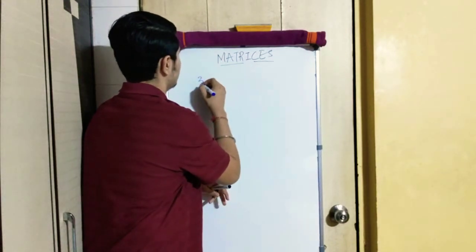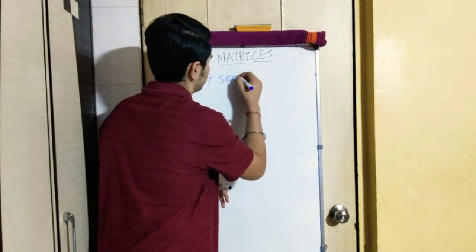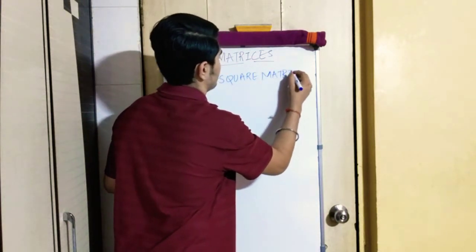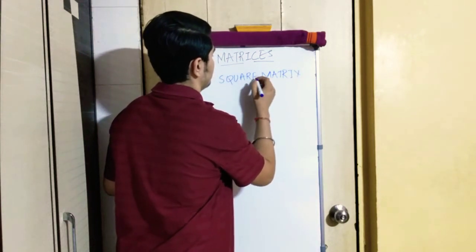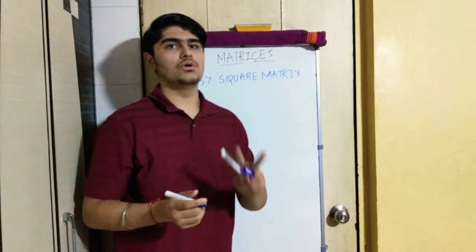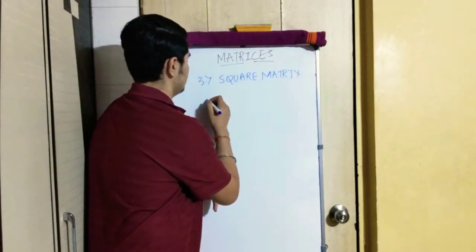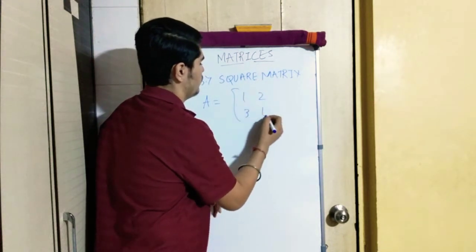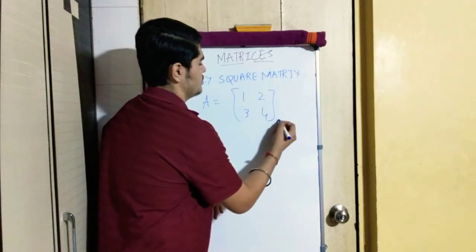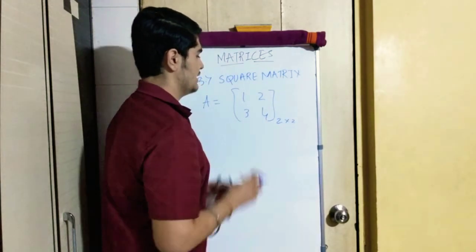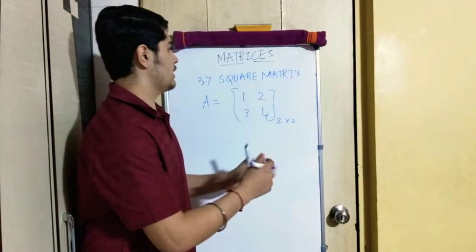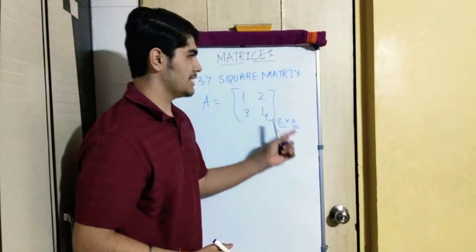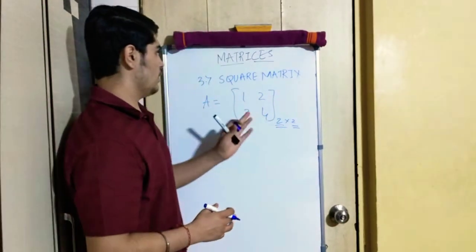Now we are going to learn about square matrix. Square matrix has an order. If we take A is equal to 1, 2, 3, 4, then the order of this matrix is 2 into 2. That is, a square matrix is a matrix consisting of the same number of rows and columns. The number of columns and the number of rows are equal for a square matrix.